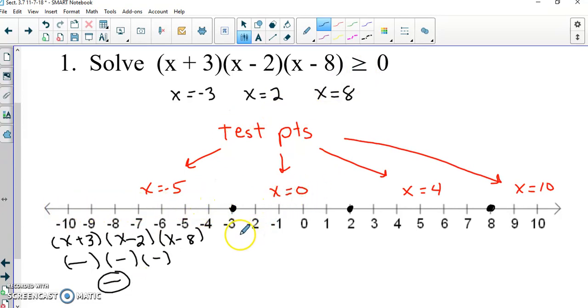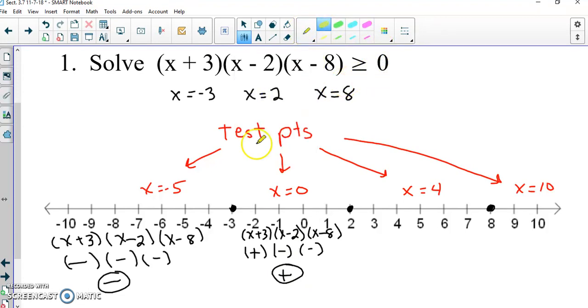All right, plug in 0 into (x plus 3)(x minus 2)(x minus 8). 0 plus 3, positive number. 0 minus 2, negative number. 0 minus 8, negative number. So in the end, I get a positive number. So that means that's going to be bigger than 0. So this piece here will be part of my answer.